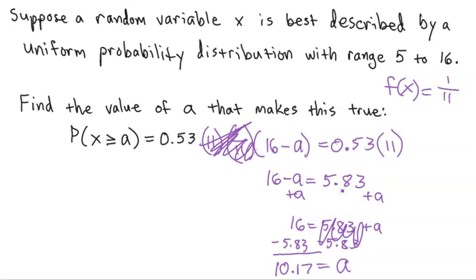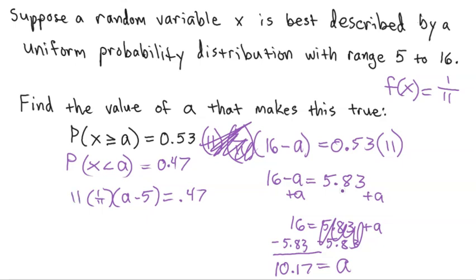Basically, the way we do it is we change this into x is less than a, and we already know how to do this one from the last video. It is equal to 1 minus 0.53, which is 0.47, okay? And so now the way we did these in the last video was we did 1/11 times a minus 5, whatever the lower end is, equal to 0.47.